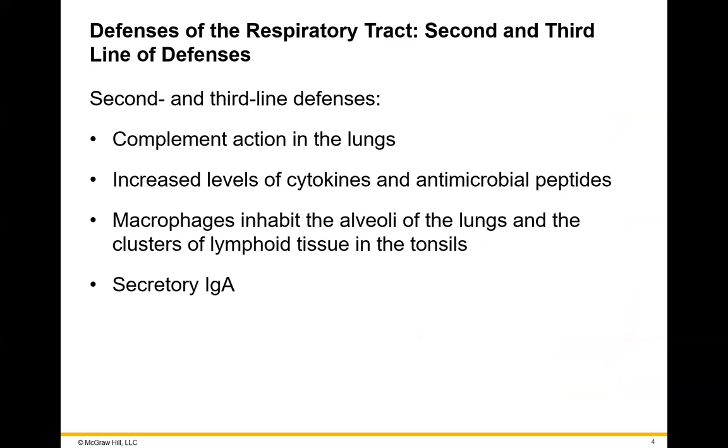Then we have our second and third immune defense lines. These are complement action in the lungs. We learned about that. It's going to help poke holes in the bad guys, initiate your inflammatory response, and help with phagocytosis. That's the opsonization term. Then we have increased levels of cytokines, our signaling molecules, as well as the antimicrobial peptides and macrophages that reside in the alveoli, called literally alveolar macrophages, that are stationed there to get rid of anything that could have made it that deep down into the lungs. And the secretory IgA, that's our class of antibody that's associated with mucous membranes. So it works better in the mucous membrane environment than IgG would. IgG is mostly for the bloodstream.